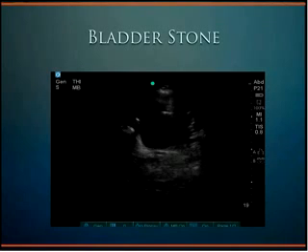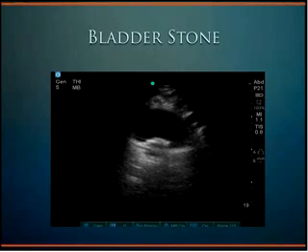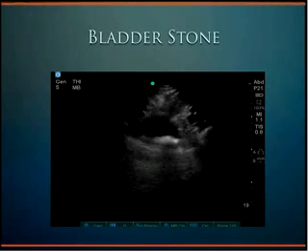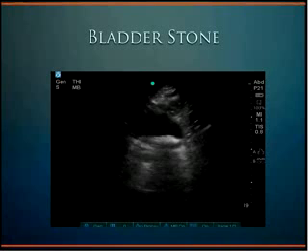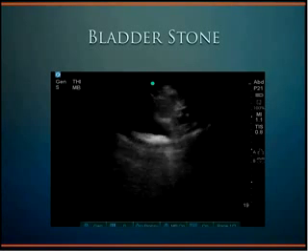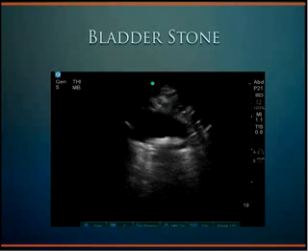This is an 89-year-old female who came in from a nursing home with foul-smelling urine and fever. And when we looked into her bladder, we saw an echogenic structure within the bladder lumen that also exuded posterior shadowing.